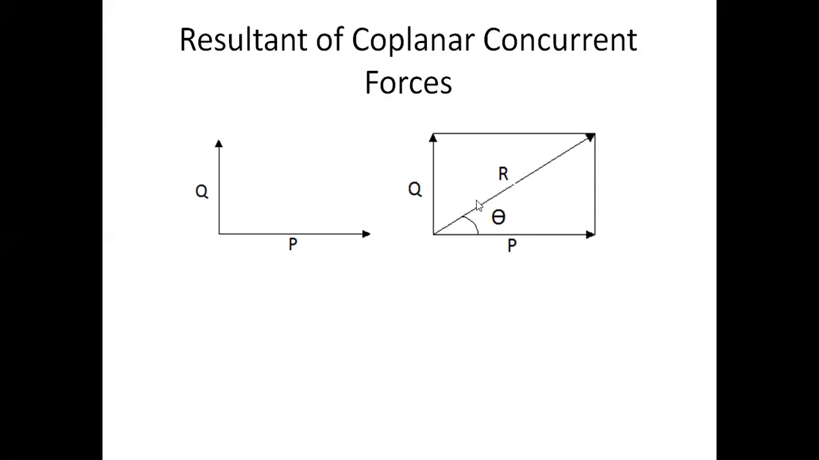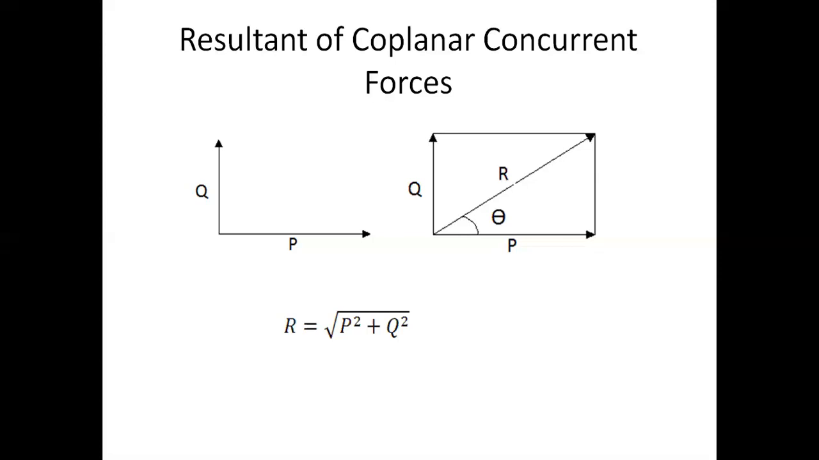That means hypotenuse square equal to the sum of the squares of the two sides. P square plus Q square equal to R square. Therefore, R equal to under root P square plus Q square. So the formula for the resultant force, when we are talking about two concurrent forces which are making 90 degrees, that means which are perpendicular to each other, is that the resultant force equal to under root P square plus Q square. This is the resultant force.